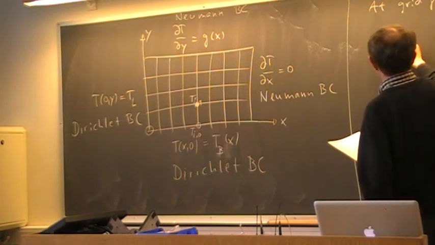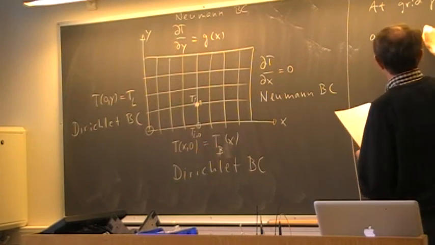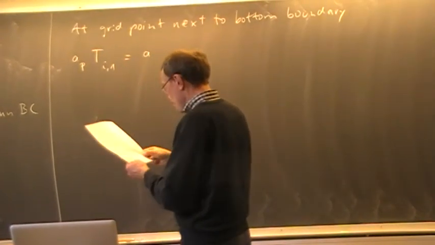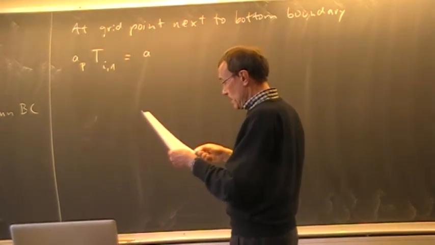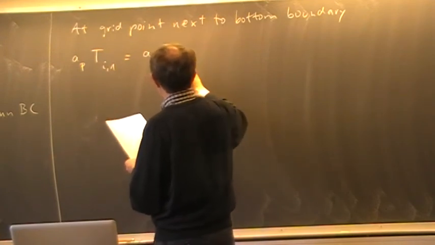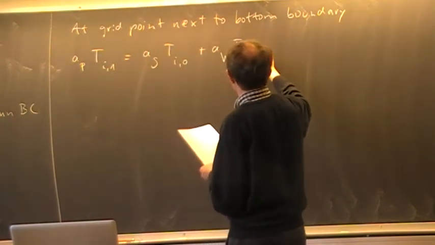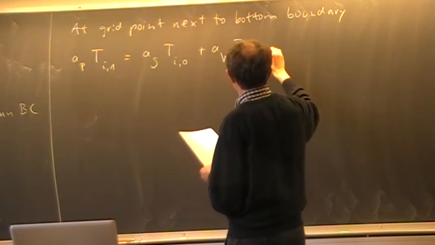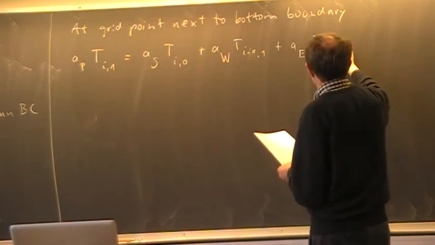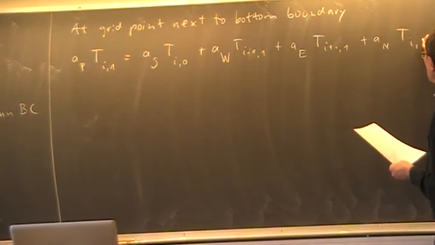So then our discrete equation that we derived earlier would have the following form: A south times T i0 plus A west T i minus 1, 1 plus A east T i plus 1, 1 plus A north T i2.